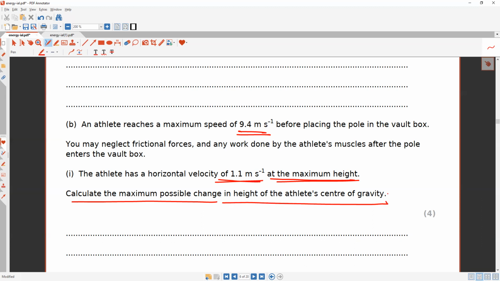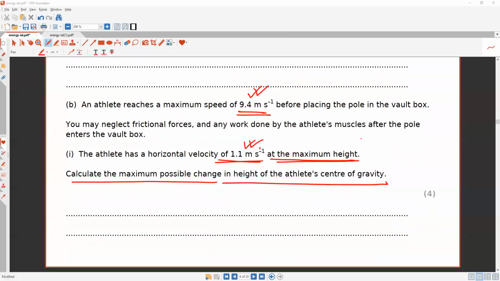Now, I want each one of you to think about it. Let me give you the hint. First of all, they gave you that horizontal velocity, that 1.1. What does it mean? It means all the kinetic energy did not get converted to gravitational potential energy, because there is some kinetic energy still left. That is one hint. Initial kinetic energy is known to you. You can find final kinetic energy. The difference gets converted to gravitational potential energy. By doing mgh, try to find how much height he went. Okay, I'll pause the recording. Do it. Let me resume the recording.